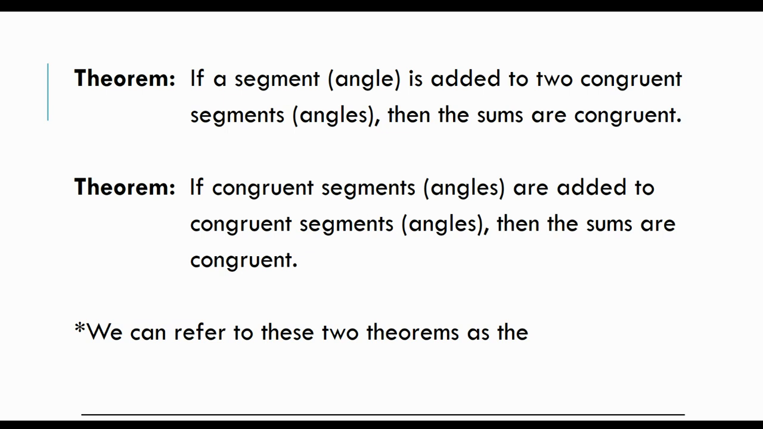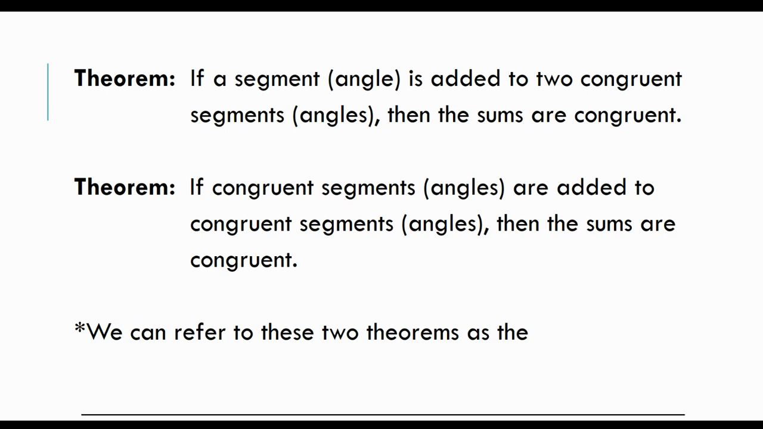So the first theorem says if a segment is added to two congruent segments, then the sums are congruent. It's the same thing if I replace the word segment with angles. So if an angle is added to two congruent angles, then the sums are congruent.